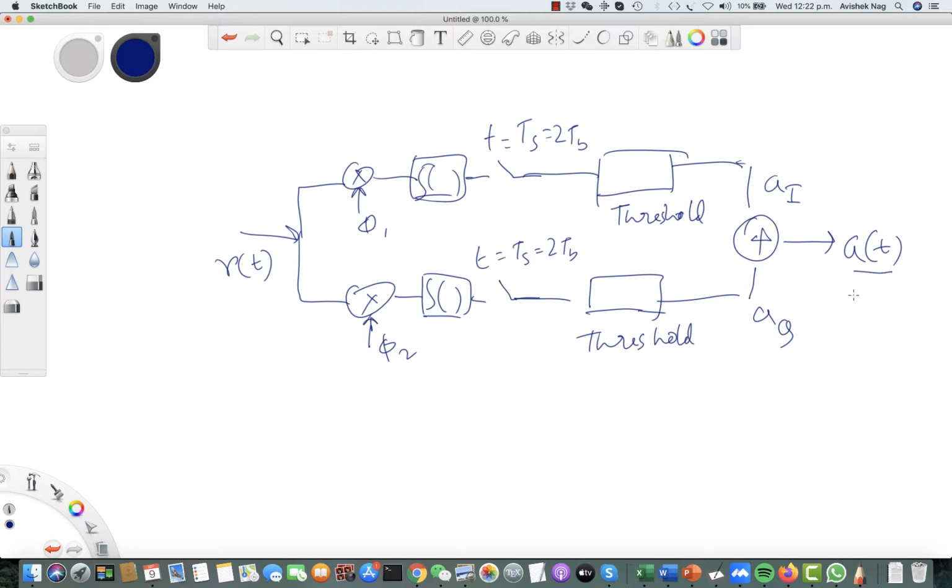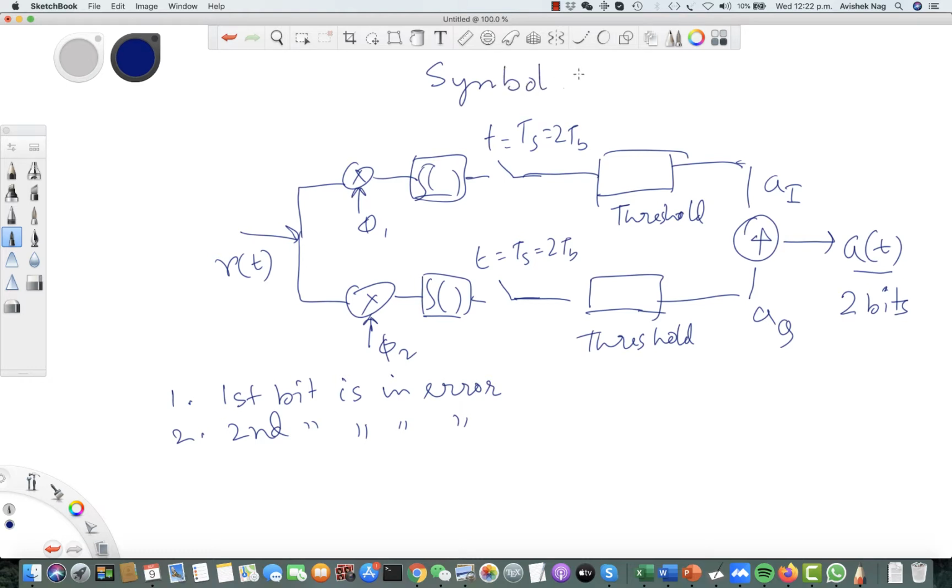Okay, so in such a scenario, the probability of symbol error, when you are looking at a symbol, means you are observing 2 bits at a time. Okay, so in this case, there are 3 possibilities that can occur. And what are the 3 possibilities? That the first bit is in error, the second bit is in error. So remember, this is the case of symbol error.